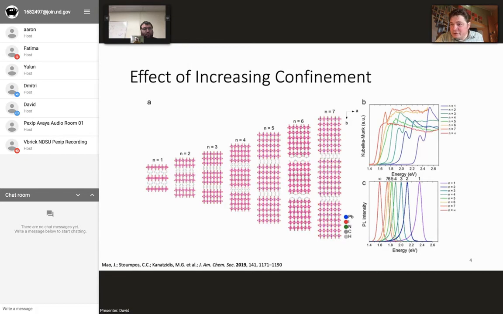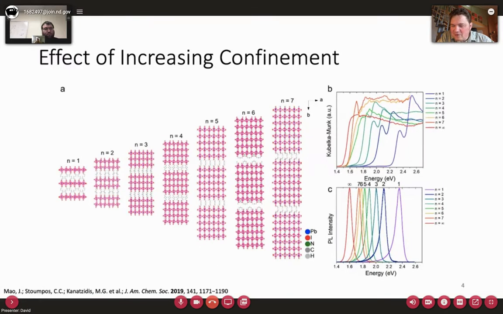And I do see that Aaron and Fatima did connect. So nice seeing you connected. David, please continue.